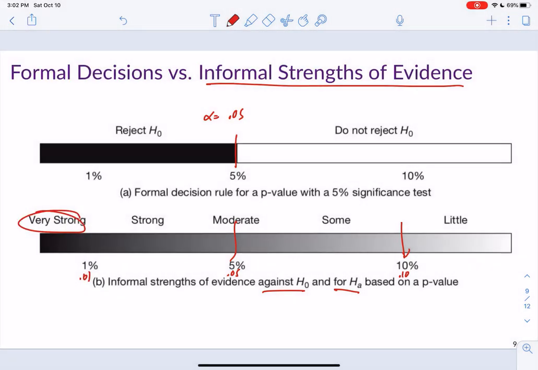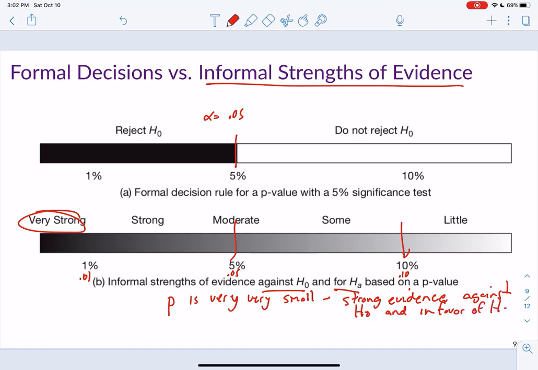Okay. So when P is very, very small, strong evidence against H0, our null hypothesis, and in favor of HA, which is our alternative. When P is very, very large, weak evidence against H0 and in favor of HA. Hopefully I didn't confuse it there too much by misspeaking around this.